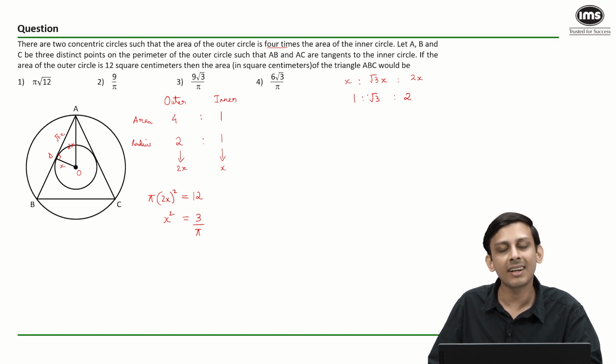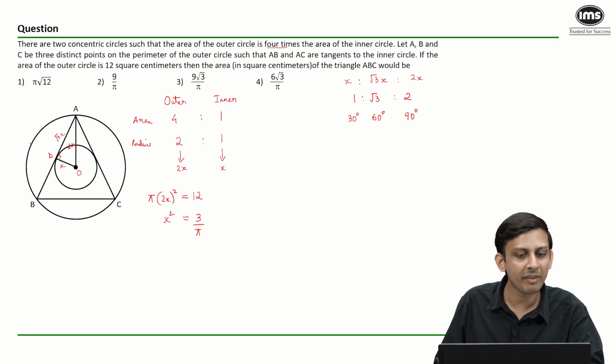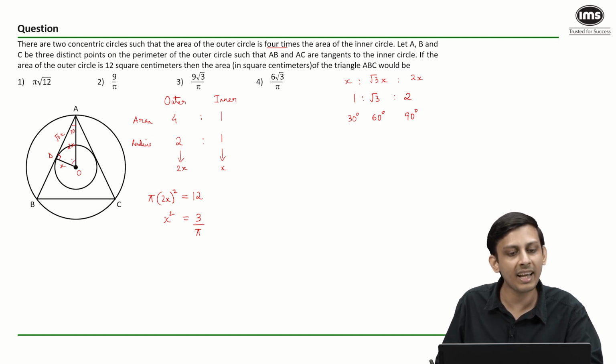We get this ratio in a 30, 60, 90 triangle, where the 1 corresponds to the side opposite 30 degrees, root 3 opposite 60 degrees, and 2 opposite 90 degrees. So we will get that the angle opposite x will be 30 degrees. And this remaining angle opposite root 3x will be 60 degrees.